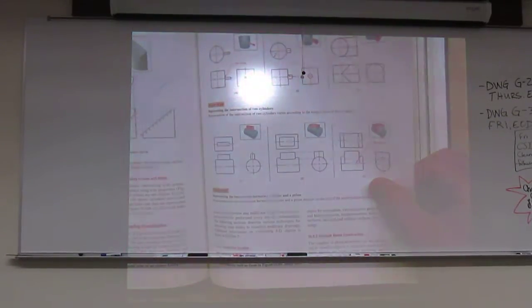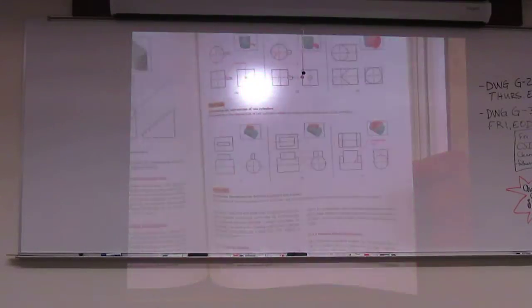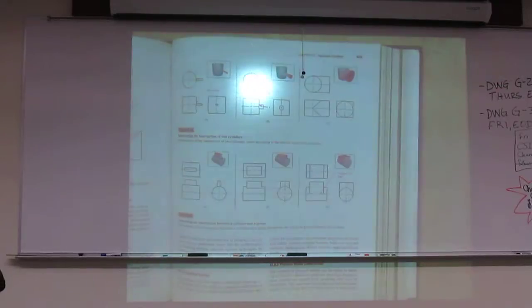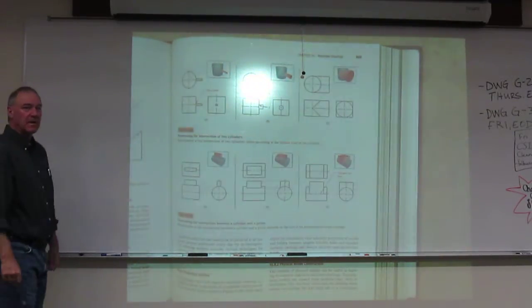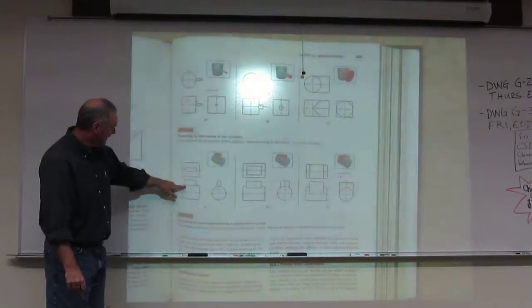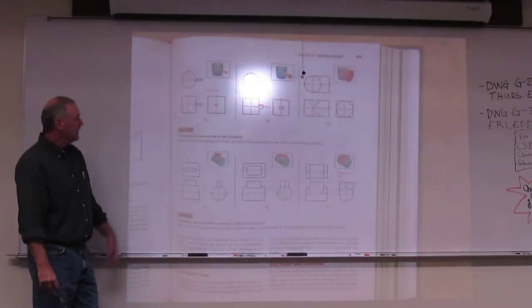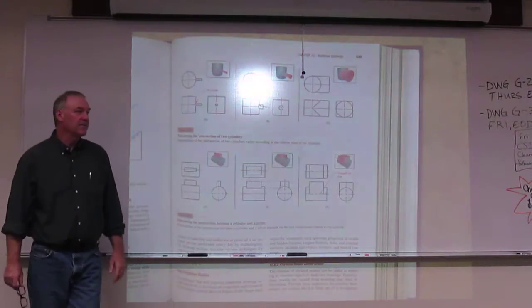Starting on page 533, we had some conventions. Remember these where we have positive shapes? Cylinders coming into cylinders, prisms coming into cylinders. We use the 25% rule here on size, on whether we project it or don't project it. And then the next page is the exact same thing with negative shapes.